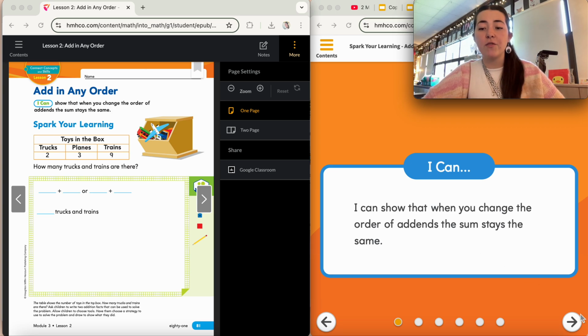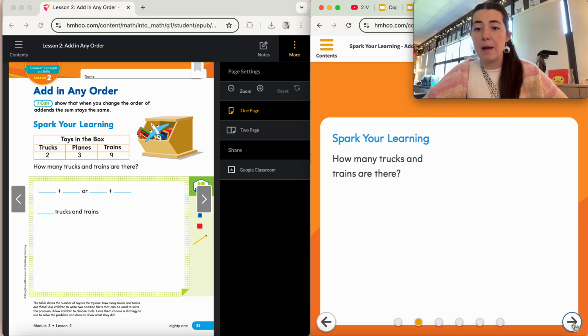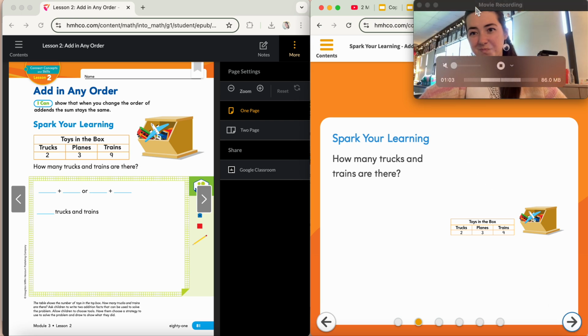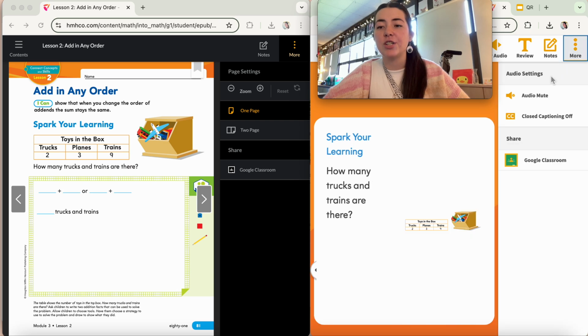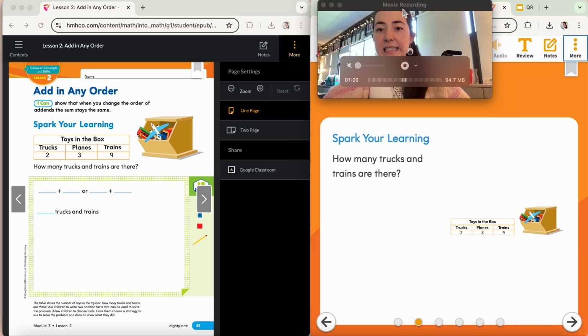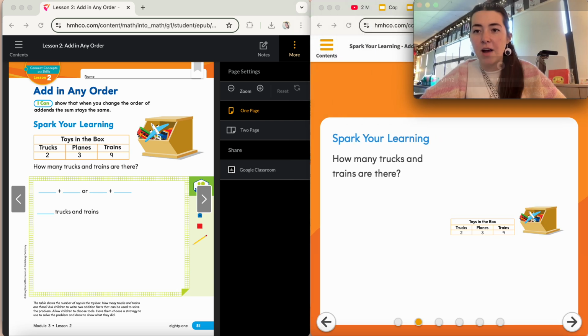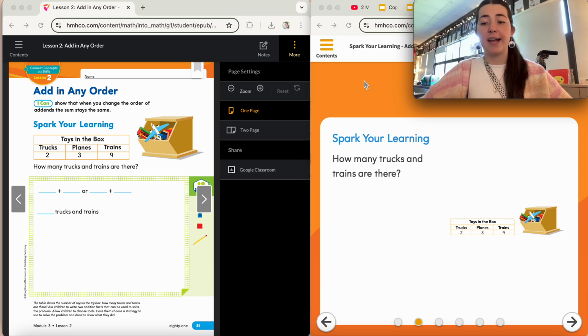But we're going to start off with our Spark Your Learning. So I'm going to go on my next screen. Spark Your Learning. How many trucks and trains are there? I'm going to change that so that it does not shout that out at me. It's stealing my time to teach you. How silly is that? So it wants to know how many trucks and trains there are.